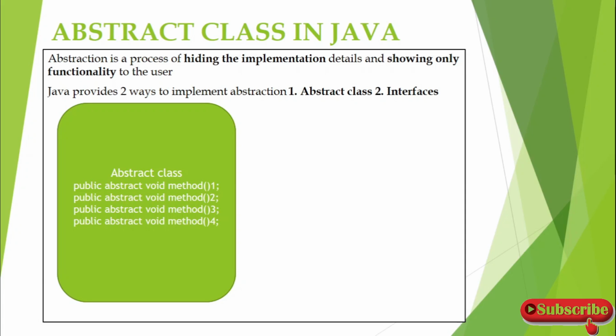So in this video, let's see what is an abstract class in Java. Before that, what is abstraction? It is nothing but the process of hiding the implementation details from the user and showing only the functionality. Java provides two ways to implement this abstraction: one is abstract class, the other one is interfaces. First, let's see what is an abstract class.